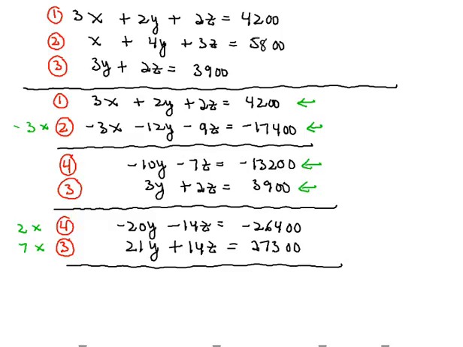So multiplying equation 4 by 2, you can see that we get negative 20y minus 14z is equal to negative 26,400. And multiplying equation 3 by 7, we end up with 21y plus 14z is equal to 27,300. Now if we add the two equations together, we very conveniently get that y is equal to 900. So now we next need to find the values for x and z.